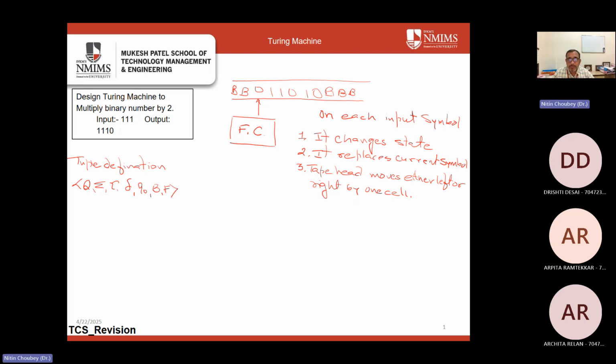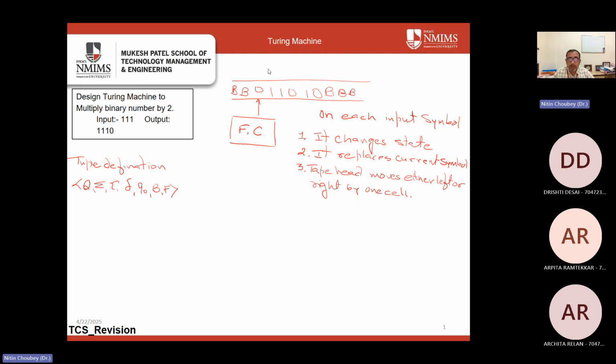A Turing machine basically performs three different tasks in place of just moving to the right by one cell. It changes the state, as we do in the case of finite automata. It moves the tape head to the left or right by one cell, and it replaces the current symbol.